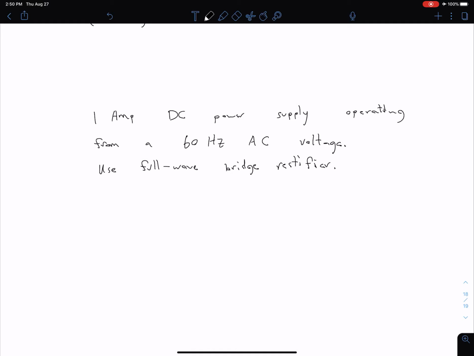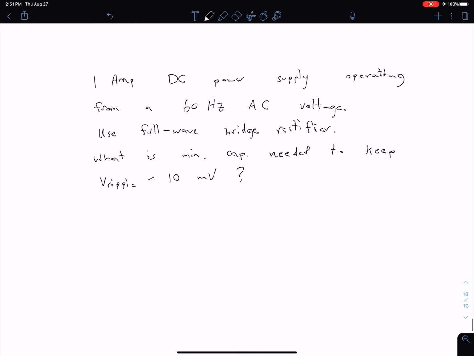And so what we want to know is what's the minimum capacitance needed to keep our ripple voltage below a certain point. Let's say we want to keep our V ripple below 10 millivolts. So we want V ripple less than 10 millivolts. This would be a good spot to pause the video and maybe try to work through this by yourself.